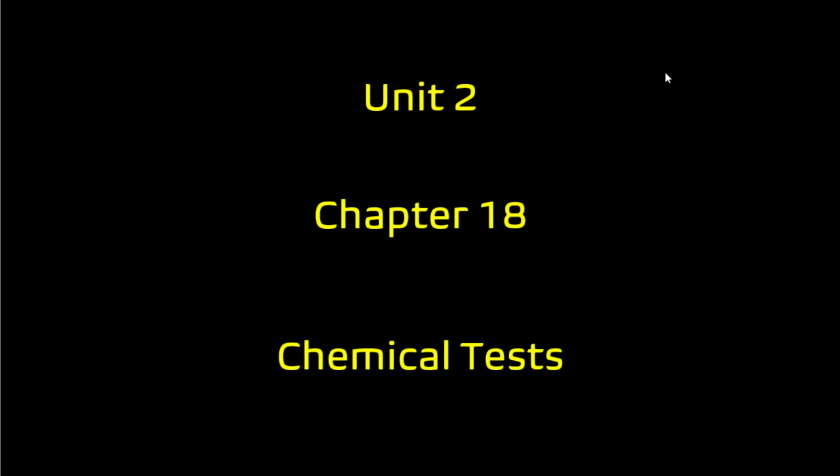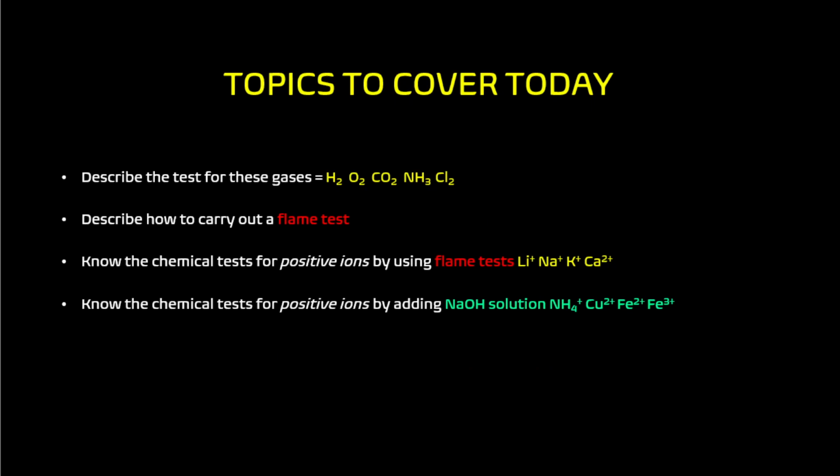Hello guys, welcome back. Today we're going to discuss chapter 18, chemical tests, of unit 2. The topics that we are going to discuss today are to describe the test for some common gases such as hydrogen, oxygen, carbon dioxide, ammonia and chlorine, and we will learn how to carry out a flame test. And afterwards, in this video, we are going to discuss how to do chemical tests for positive ions by using the flame test and adding sodium hydroxide solution.